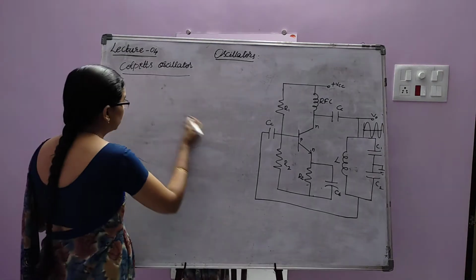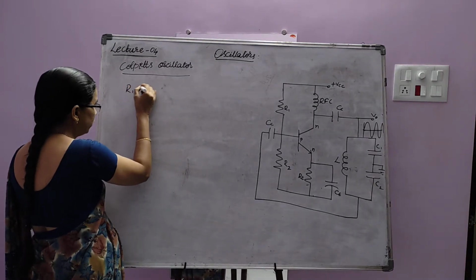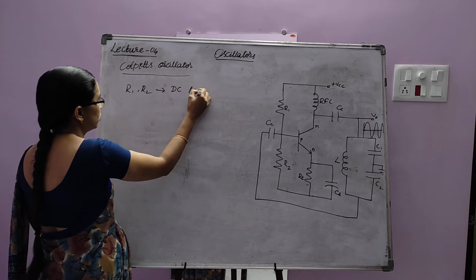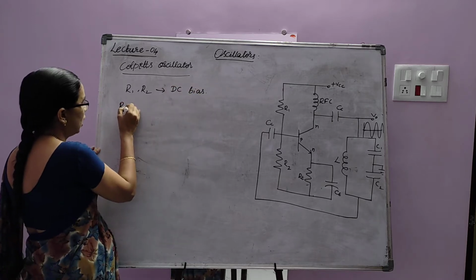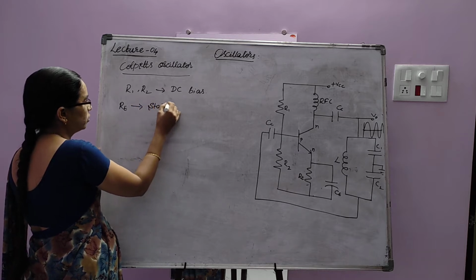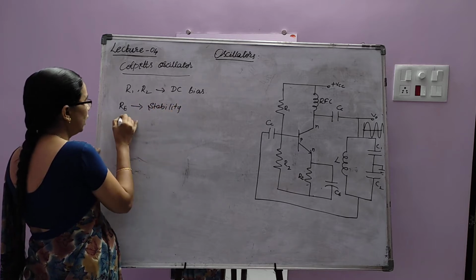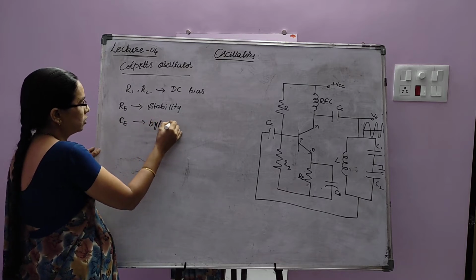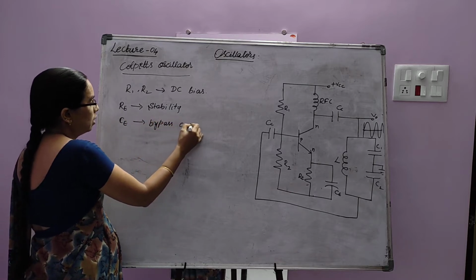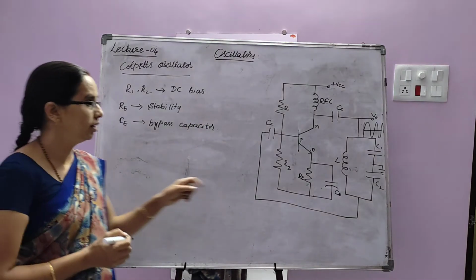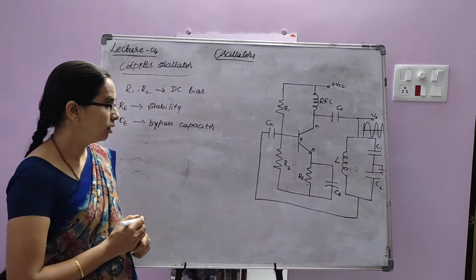Here in this circuit, R1 and R2 provide the necessary DC bias to the circuit. RE provides the stability for the circuit, and CE is the bypass capacitor. What is the work of the bypass capacitor, which you already know: it bypasses the AC at the RE to the ground.